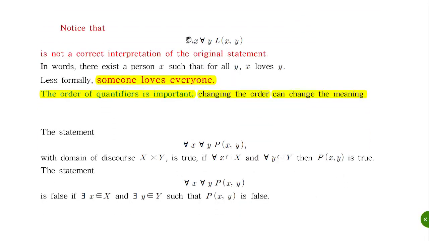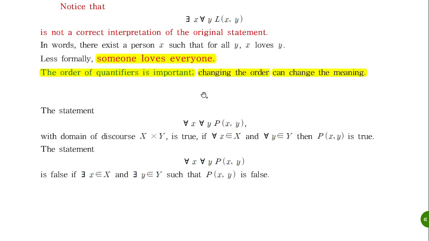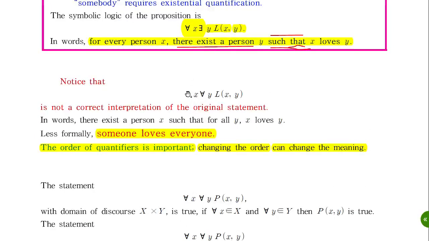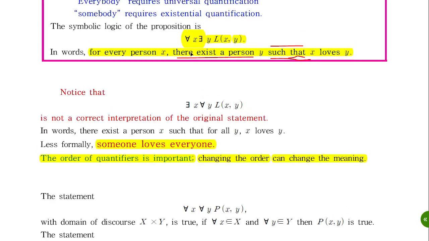Okay, but here there exists x for all y such that L of x,y. This means someone loves everyone. There is somebody that loves everybody. This statement, someone loves everyone. So in this case, as you see, for all and exists, and exists and for all, the order of quantifier is important. It changes the whole meaning. And these are totally different meanings.